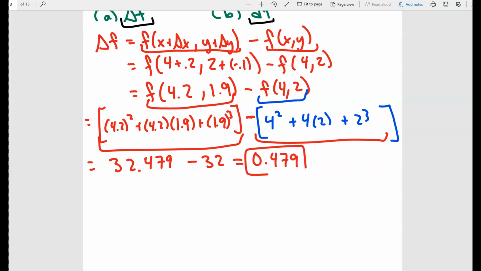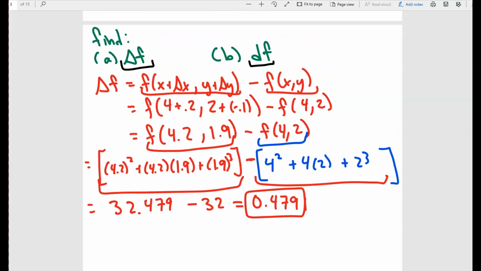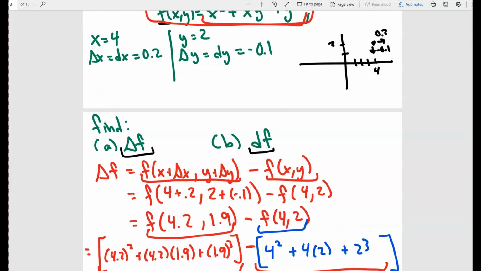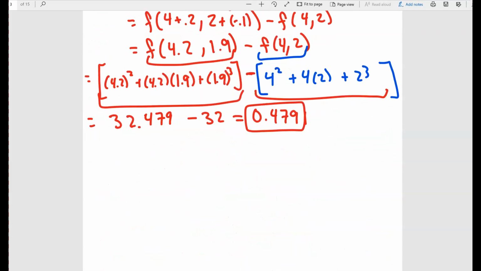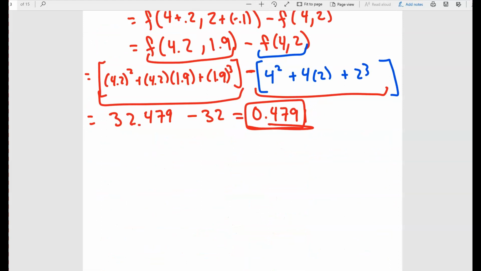I'm going to get 0.479. So this basically is how much the function is going to change if I were to move x by 0.2 units and change my y by negative 0.1 units. If I change that by a little bit, this is how much my function is going to change. So this is basically the truth, the true value.